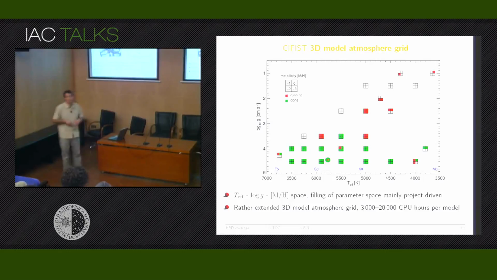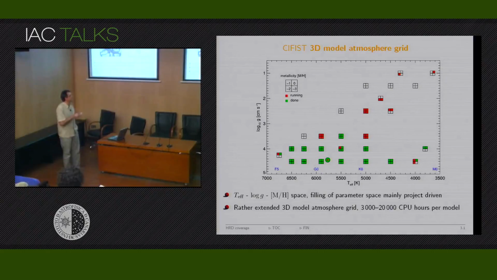Since CIFIST is interested in metal-poor stars, it was important for us to have a sequence of models of decreasing metallicity. So all in all, we have now about 60 models. You might say that doesn't sound like much, but to my knowledge, it's the most extended set of three-dimensional hydrodynamical model atmospheres existing to date. And to give you a feeling about the computational effort necessary, depending on which parameter we are talking about, dwarfs are a little bit simpler than giants. So for a dwarf model, we need typically 3,000 CPU hours on a one-processor PC-like machine, which goes up to about 20,000 or even more hours for giant models.